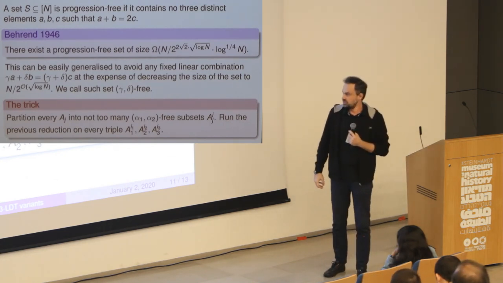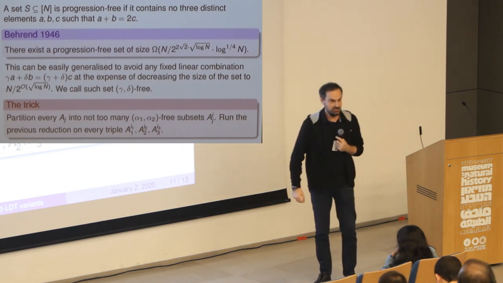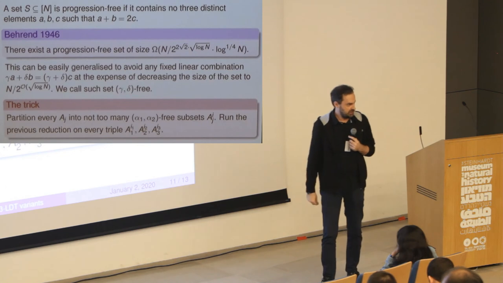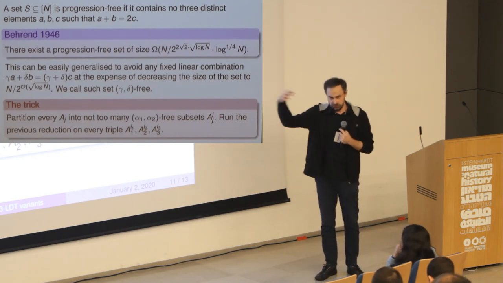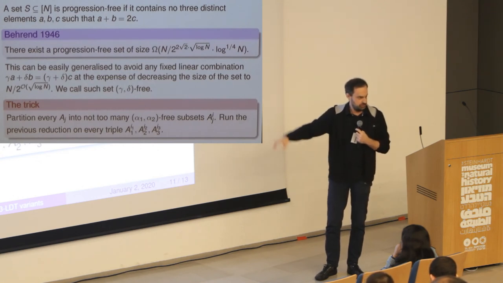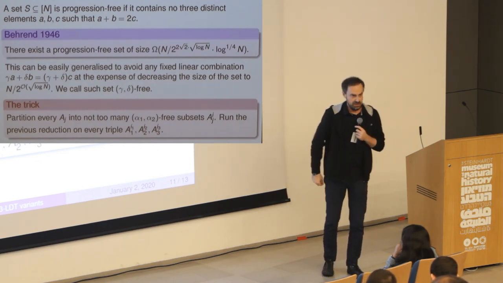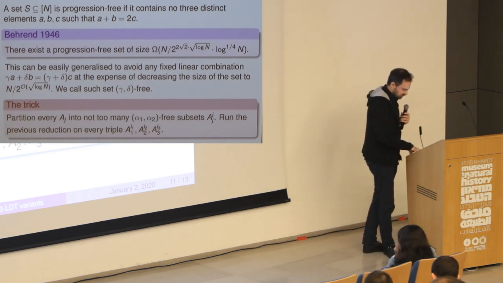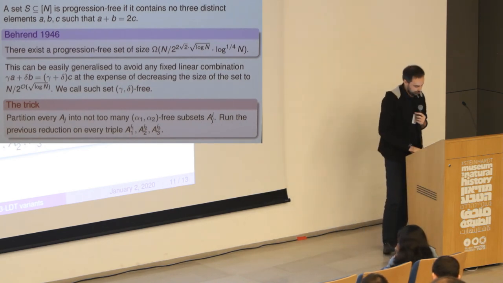And then you just iterate over every triple. You choose one of the smaller sets obtained from A1, one of the smaller sets obtained from A2, and one of the smaller sets obtained from A3. And for each of them, you do the previous reduction that I didn't really show to you, but it worked as long as each set avoided this fixed linear combination. Okay, so if you can chop this A_j into smaller subsets that are nice, you are in good shape.